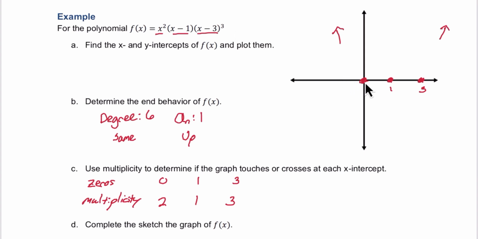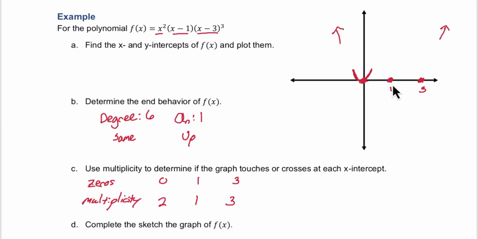At 0, we have a multiplicity of 2, which is even. That means the graph is going to touch and turn around at that point. So the graph is going to bounce off and turn around at that x-intercept.